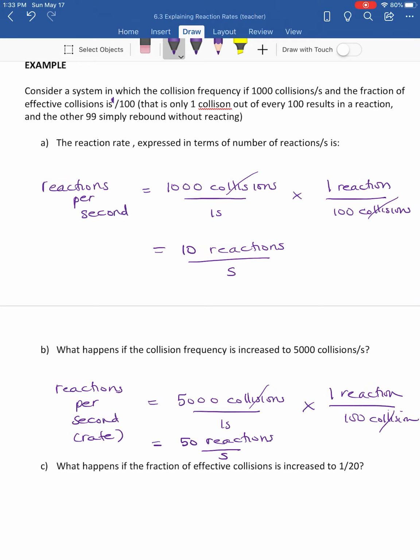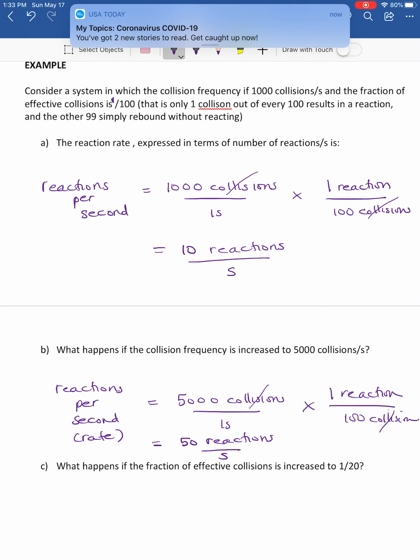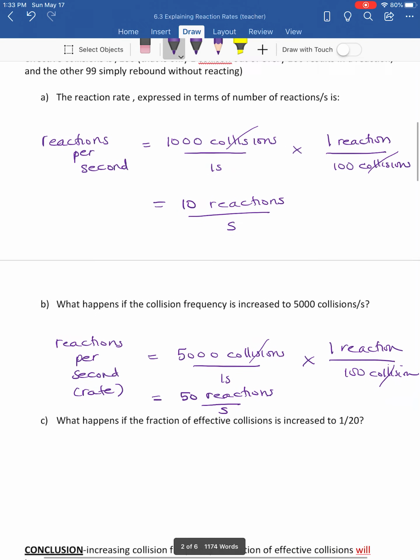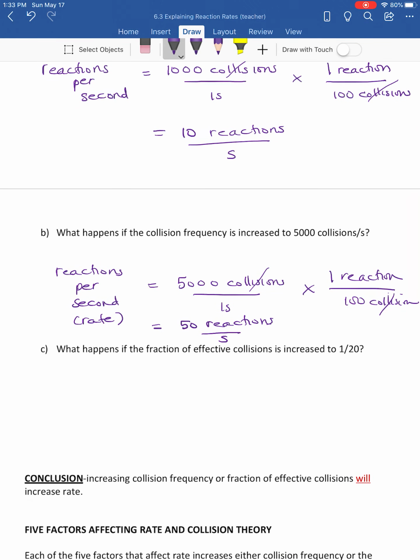So therefore, the increased frequency in collision contributes to an increased rate overall when we're comparing A and B, because my percent of effective collisions is the same. Okay, it's like 1%. Got it? Okay. So lastly, what happens if the fraction of effective collisions is increased? So this is different. Okay, so now I'm talking about this part of the equation, right?